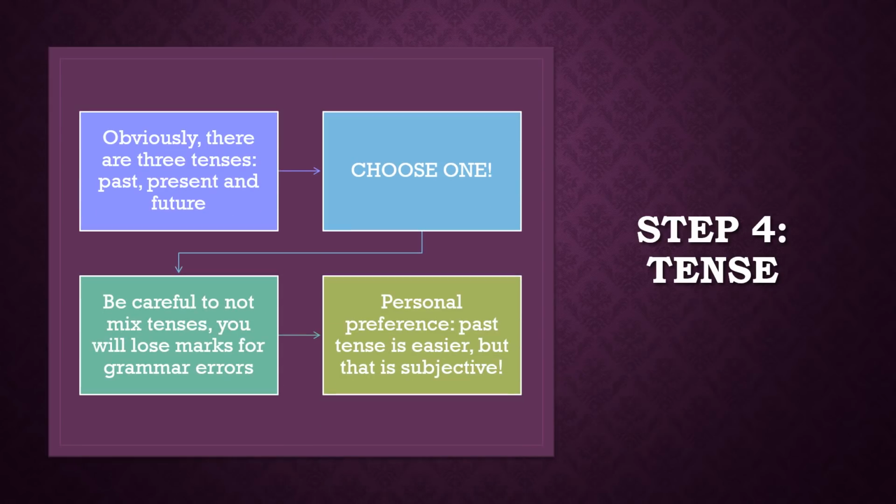Step 4, tense. Obviously there are 3 tenses, past, present and future. In the basic sense, they are categorized a bit differently sometimes. You need to choose one. So be careful to not mix tenses because you will lose marks for grammar. If you do mix past and present, or present and future, or future and past, they are going to know that you're not being coherent, which again is the AO5, and they won't give you the marks that you probably deserve.